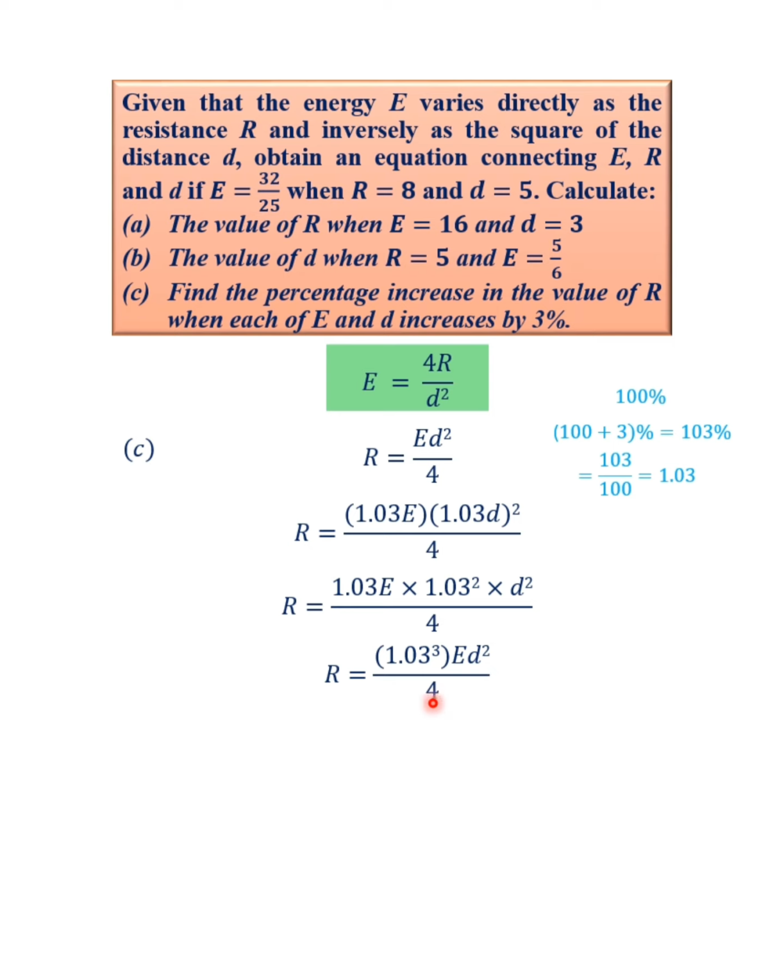Now take a look at something. 1.03 squared will give us 1.093, and we'll be left with E D squared all over 4. Compare this formula to this formula, and you'll find out that the only difference is 1.093, which represents the increase in the percentage. So let's look at something carefully. If 1.03 signifies 3% increase, definitely 1.093 will signify 9.3% increase. And that is the answer to the C part of the question.